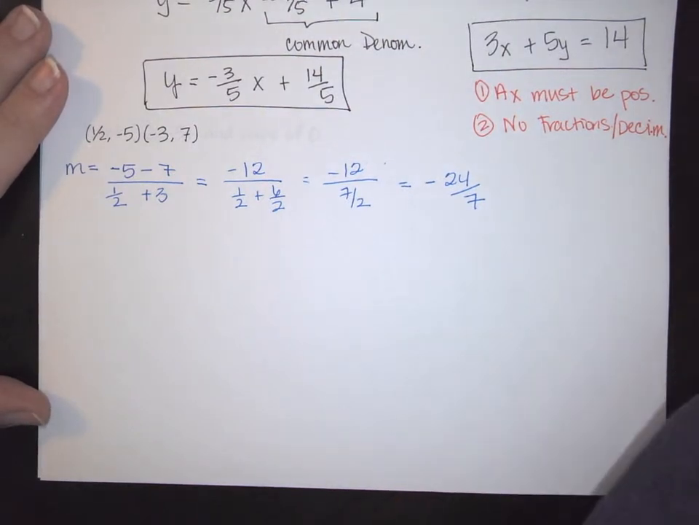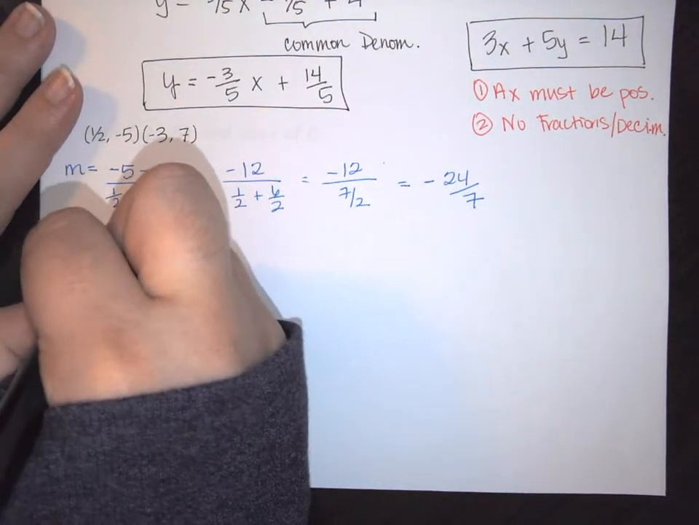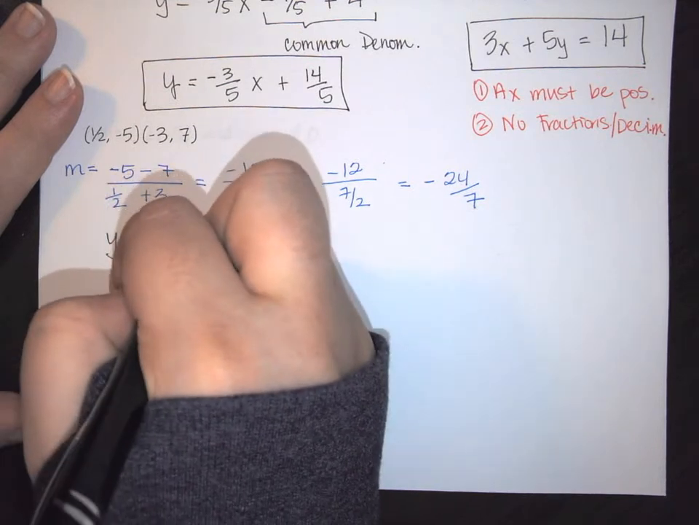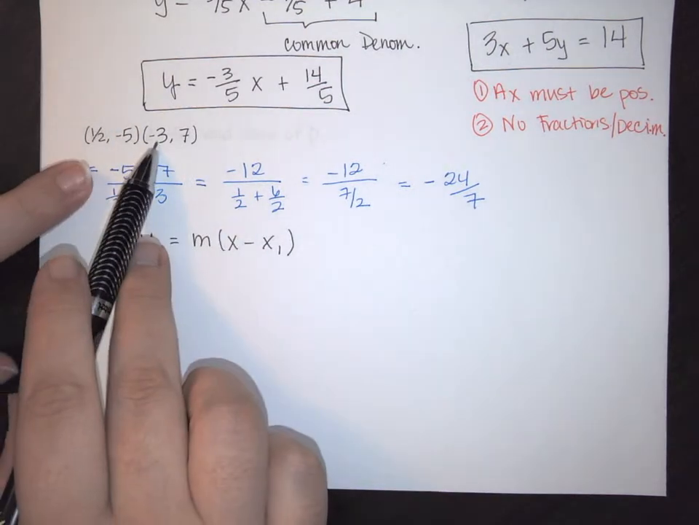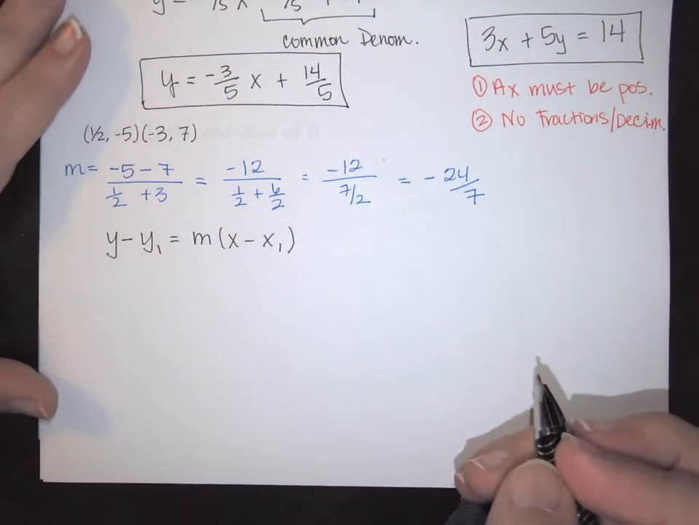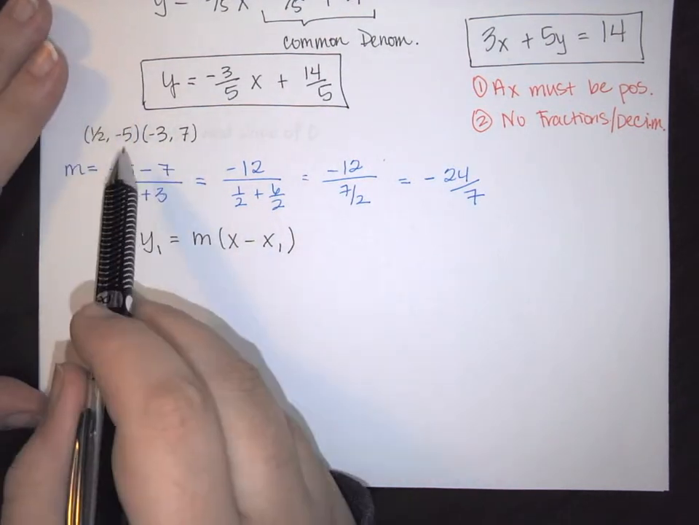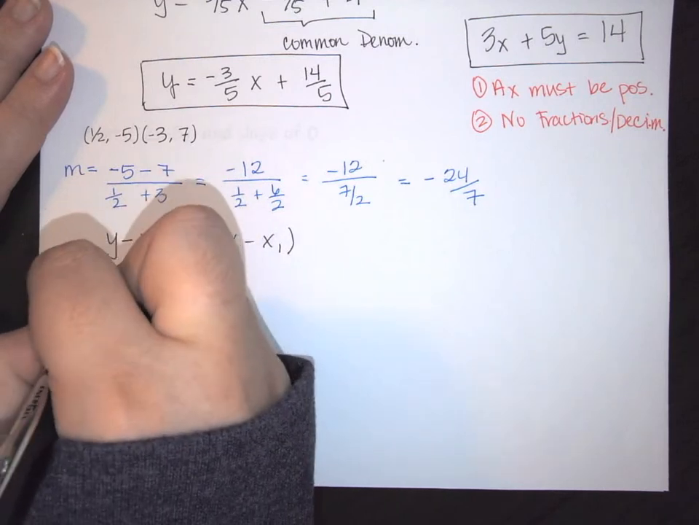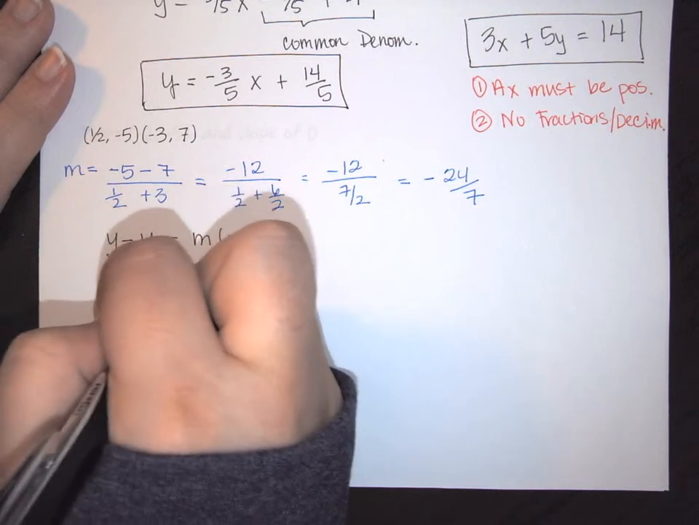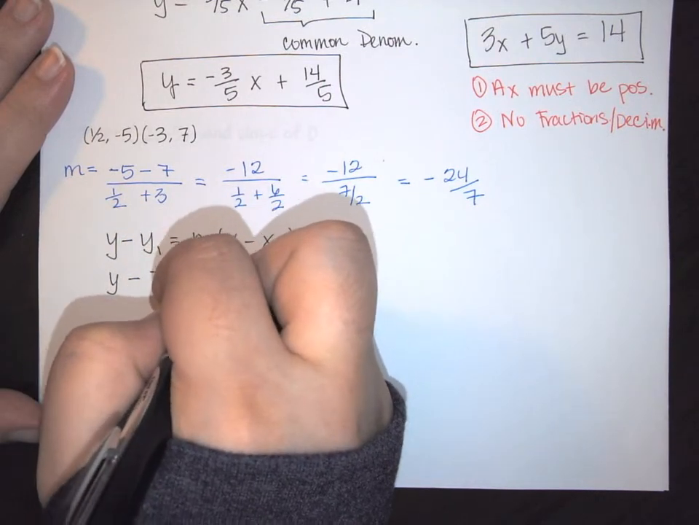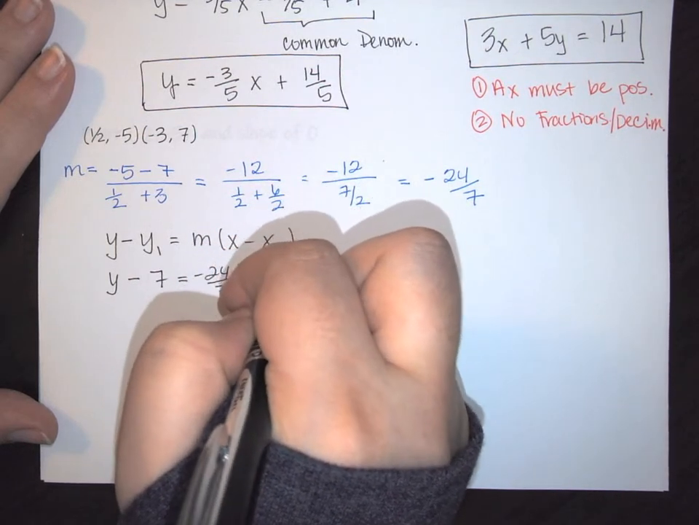Once you find your slope, we are now set to be able to use our form. So we have, again, y minus y1 is equal to m times x minus x1. And here we have 2 coordinate points to choose from, so you pick your favorite. Most students will lean towards using the whole numbers instead of the fractions, so we'll go ahead and do that. So this is going to become y minus 7 is equal to negative 24 over 7 times x minus a negative 3.